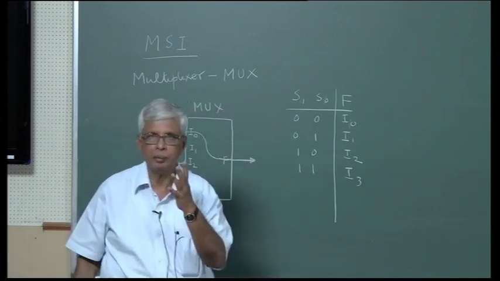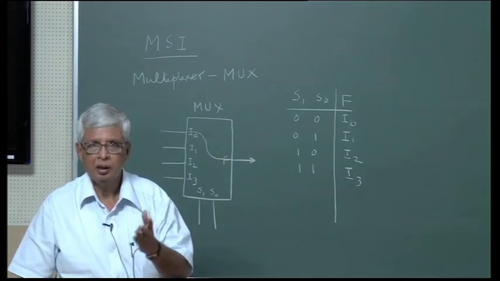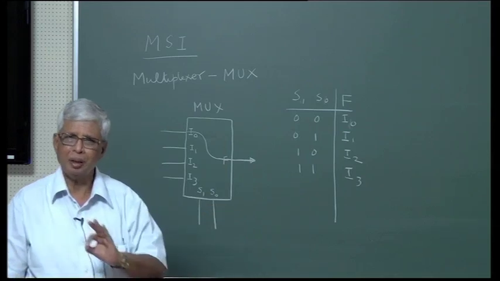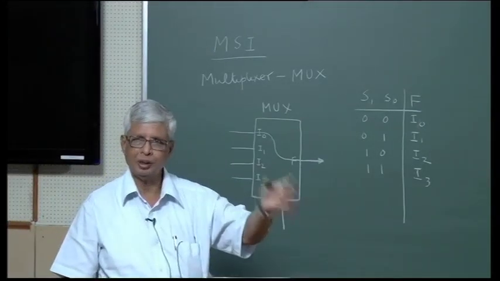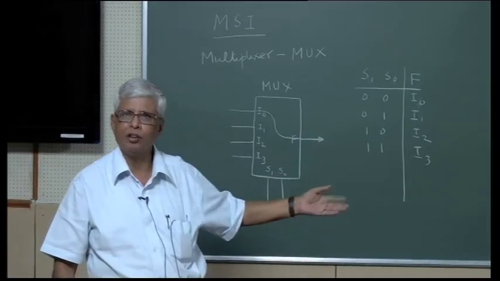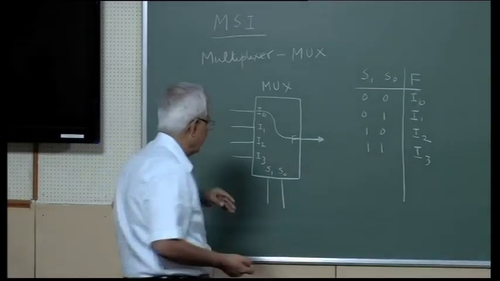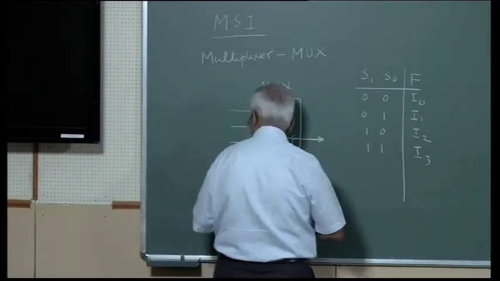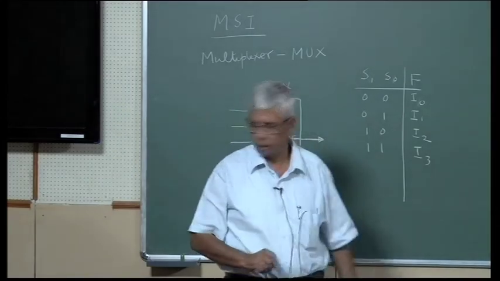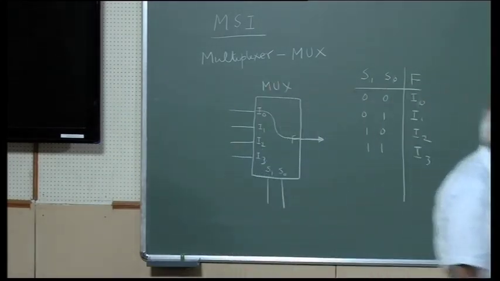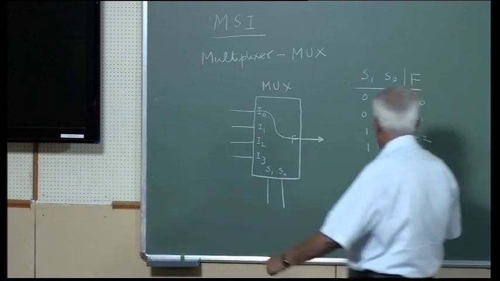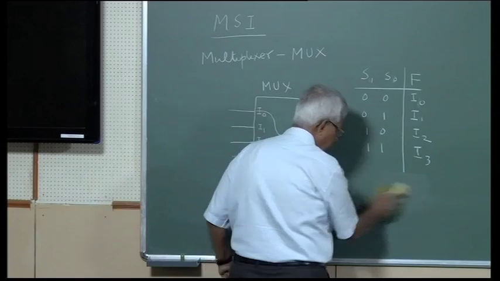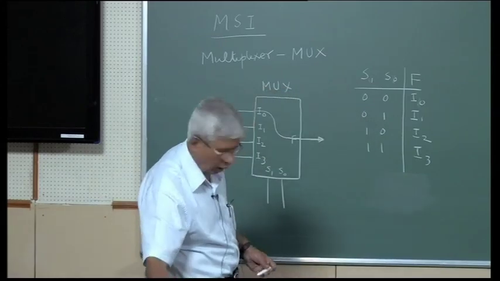This is what a multiplexer is described as. You may want to call it a truth table, but a truth table usually has zeros and ones at the input and zeros and ones at the output. So if you want to call it a function table, it does not matter. So this is the function table of the multiplexer.